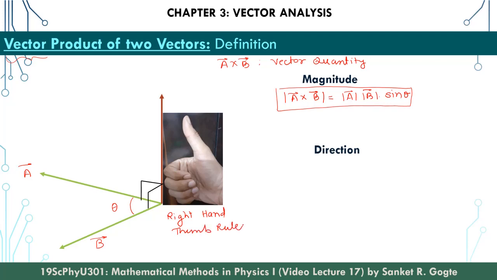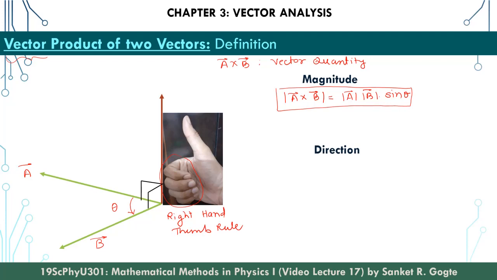To find the direction of the cross product of two vectors, you have to hold your right hand in such a way that the four fingers are curled, and these curled fingers denote the direction of rotation from vector A to vector B by an angle which is less than 180 degrees.